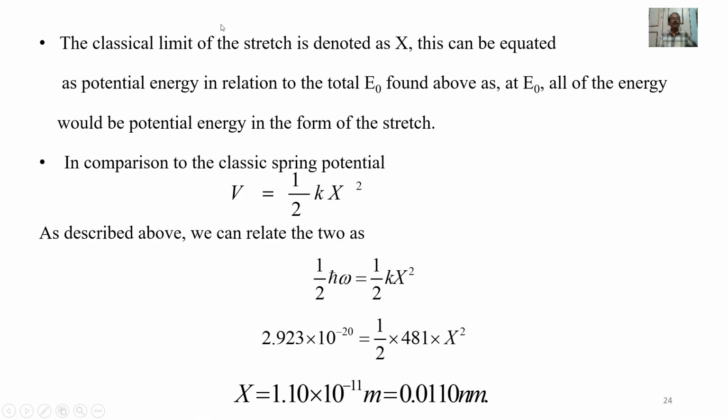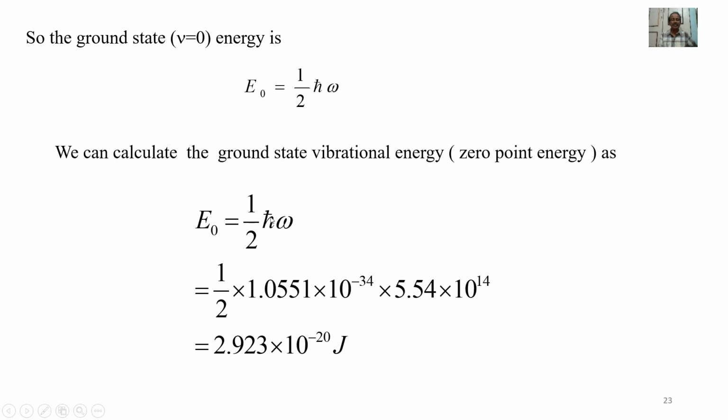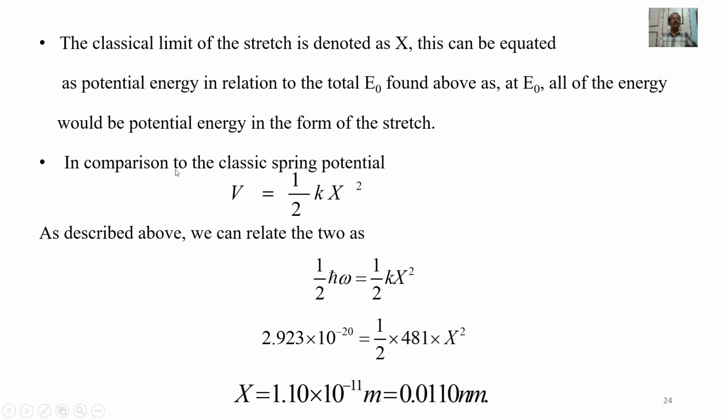This is nothing but the lowest energy. The classical limit of the stretch is denoted as x. This can be equated as potential energy in relation to the total E naught found above. All of the energy would be potential energy in the form of stretch. So in the form of stretch, all the energy will be converted into potential energy.